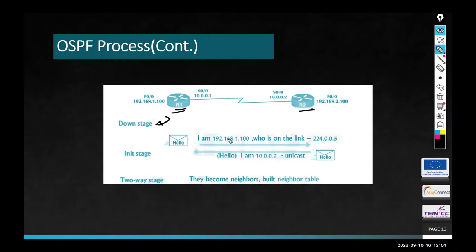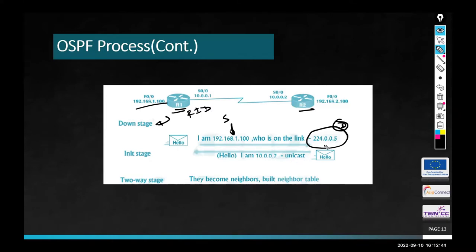So what I'm telling R2 is, I am 192.168.1.10. Why 1.10? I'll discuss this later. Who is on the link? And through the multicast address, that is 224.0.0.5. That's the multicast address. So this is the source address and this is the destination address. That means I don't know who is on the link. So I am sending the packet to the multicast group with the source IP of the highest IP of router one, that is called the RID.